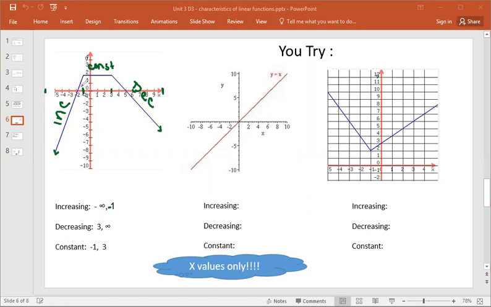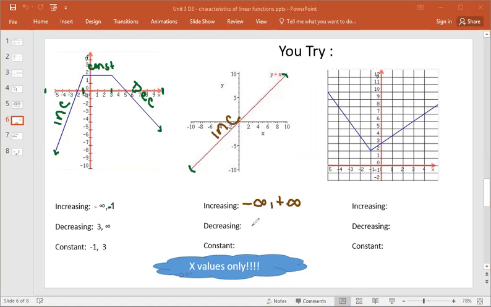So you're working with sections on the x-axis that contain the increase, constant, and decrease. You can try these two, but we'll work them together. This is a line, so this is going to increase. The entire line is increasing, so negative infinity to positive infinity.